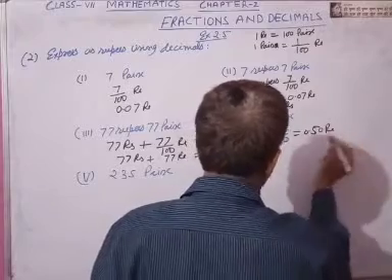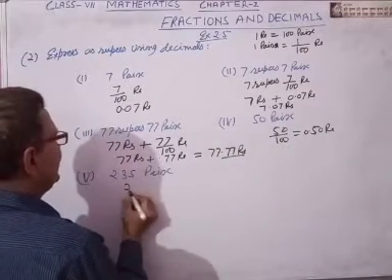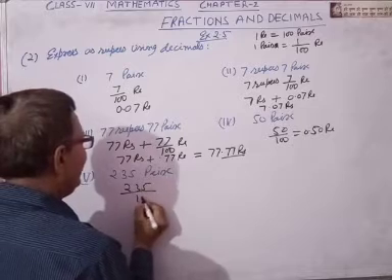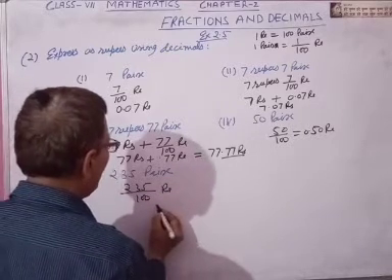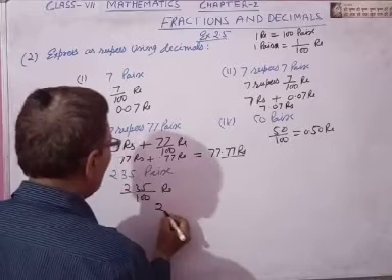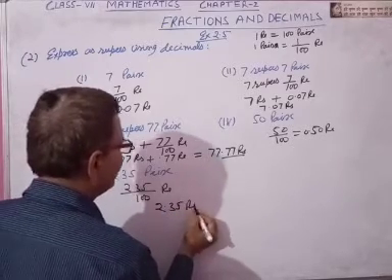Now 50 paise, 50 upon 100, that is 0.50 rupee. Now 235 paise, 235 upon 100 rupee. Now 200, we will shift the decimal 2 places, 2.35 rupees.